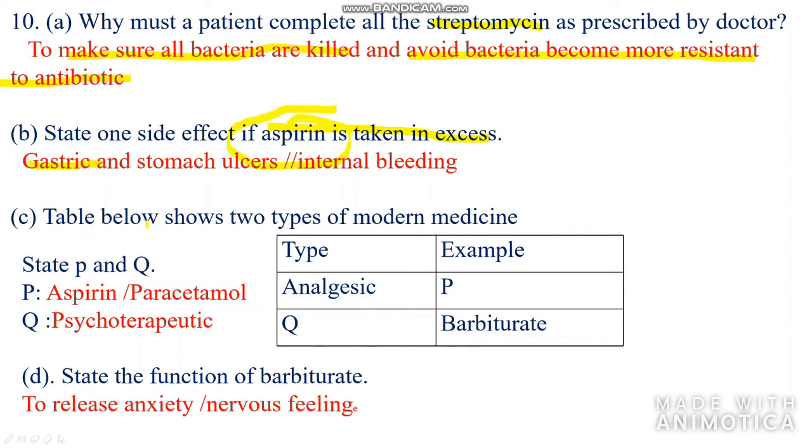Next, the table below shows two types of modern medicine. Okay, two types here, analgesic. So what is the example of analgesic? You can either write aspirin or also paracetamol. What is the use of aspirin and paracetamol? As I mentioned many times, it is used to relieve pain. So example here, barbiturate. What is the type of modern medicine for barbiturate? It is psychotherapeutic. The last question here is state the function of barbiturate. Okay. Apakah kegunaan barbiturate ini? It is used to release anxiety and also nervous feeling, so that anda berasa relax.